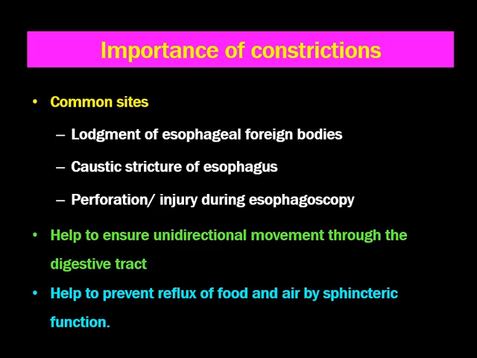What is the importance of the constrictions? They are common sites for lodgement of esophageal foreign bodies. Most of the time the foreign bodies are lodged in the upper esophagus, that is the cricopharyngeal sphincter, maybe in the middle part and in the lower part as well. They are also common sites for caustic stricture of the esophagus, because when acid or alkali are ingested, they can stay in the constrictions for a certain time. And the most important is, perforation or injury to the esophagus happens mostly in the constrictions, because we find difficulty to pass through the constrictions.